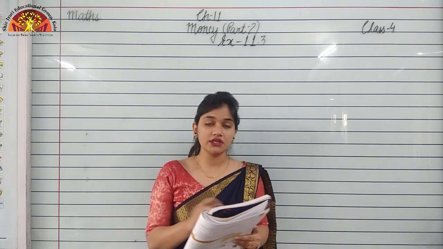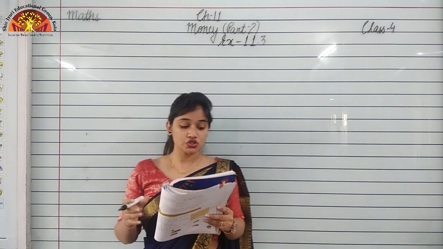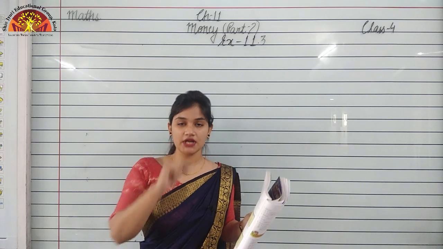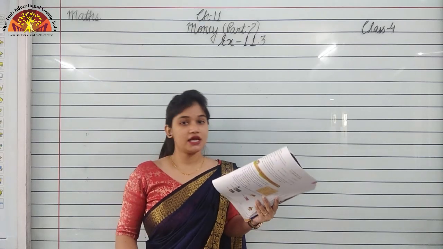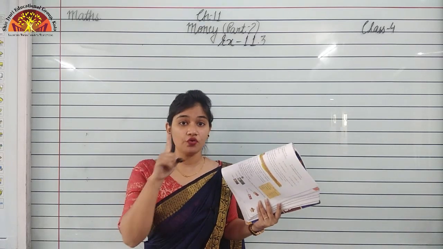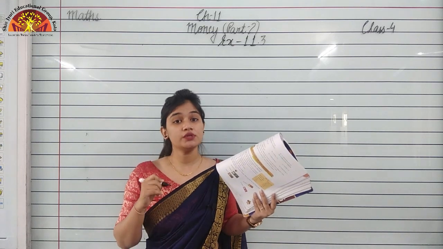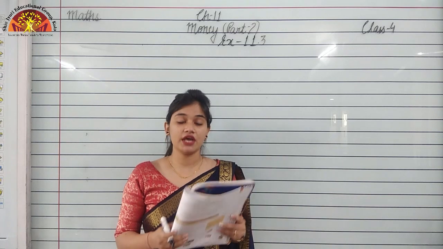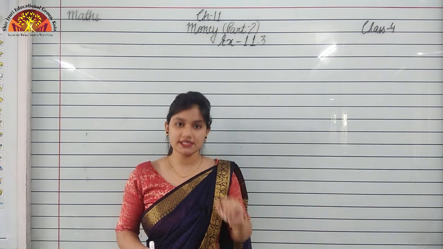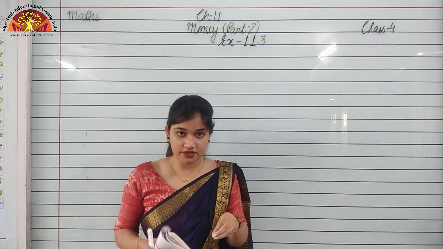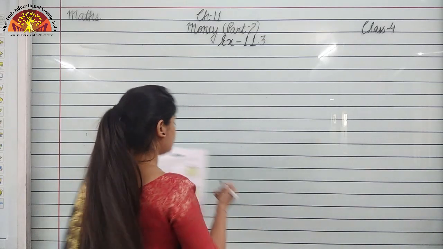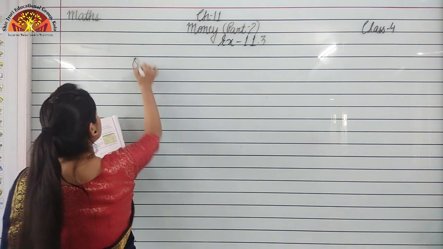So what is given here in this question? We have the cost of 6 ice creams, and the question is asking the cost of one ice cream. So as I told you, whenever you are finding for one, you have to divide. What you have to do? You have to divide, because in this question we have to find the cost of one ice cream, and the cost of 6 ice creams is given in the question. So we have to divide the numbers.